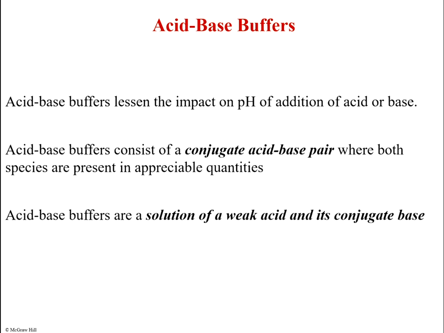Acid-base buffers lessen the impact on pH of addition of acid or base to a system. An acid-base buffer consists of a conjugate acid-base pair where both species, that is, the acid and its conjugate base, are present in appreciable quantities. Acid-base buffers are a solution of a weak acid and its conjugate weak base.